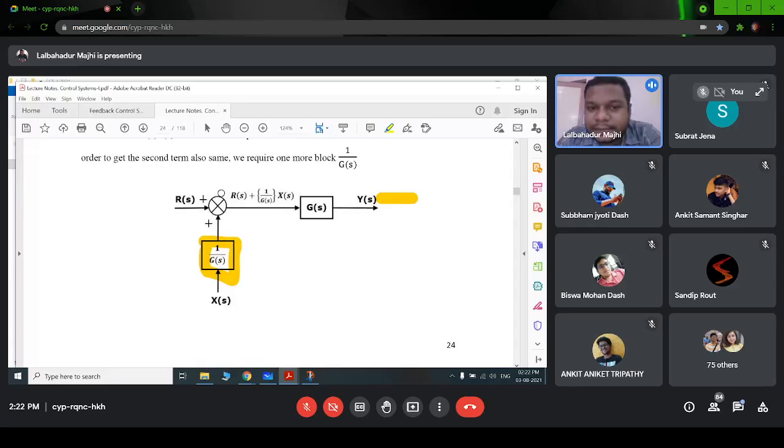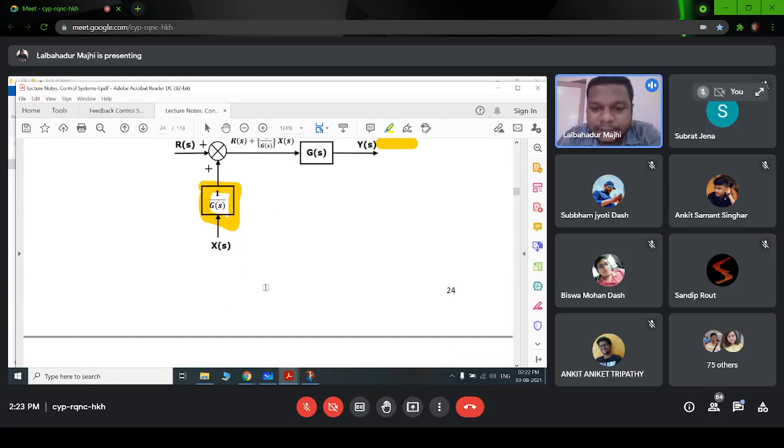Clear? So remember, if we move the summing point after the block, it will be only g, and if we move it before the block, we have to add 1 by g with this x of s.